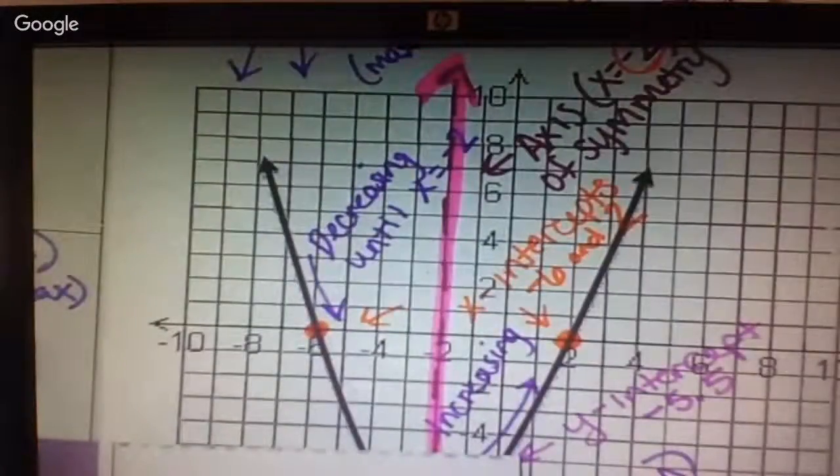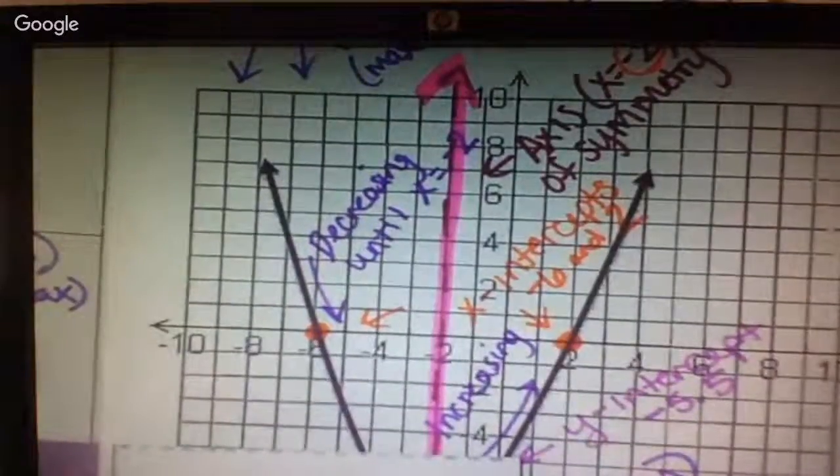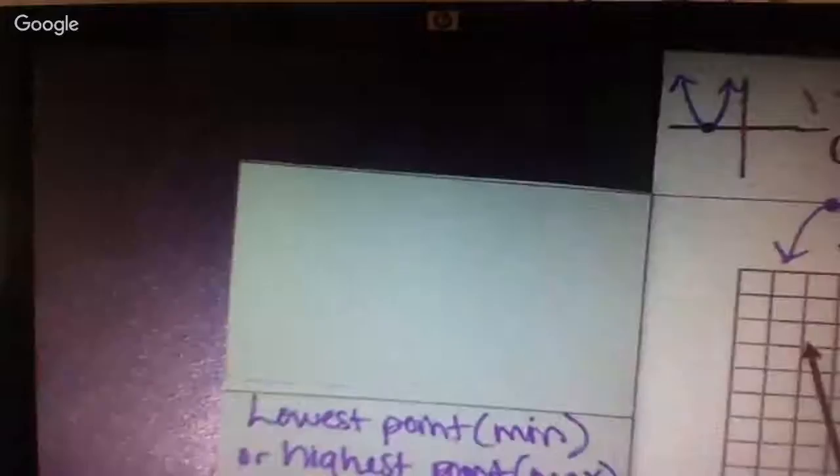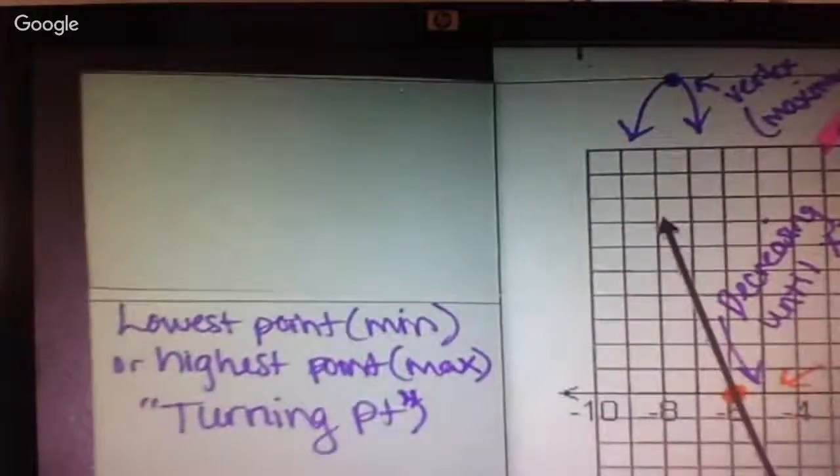We need to talk about domain and range. He's 19. We didn't even write anything. Oh, crap. We didn't write anything. You're right. I was so confused.